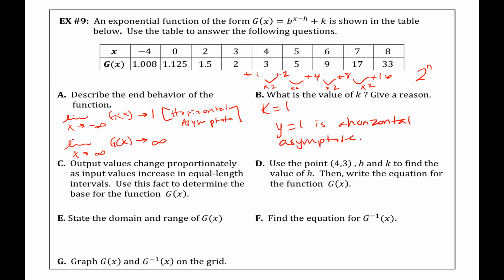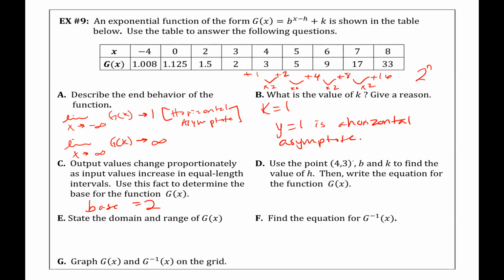Okay, so we know our k. Now it says output values change proportionally as input values increase in equal length intervals. Use this fact to determine the base of the function. So we've kind of already determined the base of our function. How do we determine our base? We found our difference, and then we found that instead of a common difference, it has a common ratio. That alone lets us know that it's exponential. And we know that our base has to be 2. So we know the base equals 2.